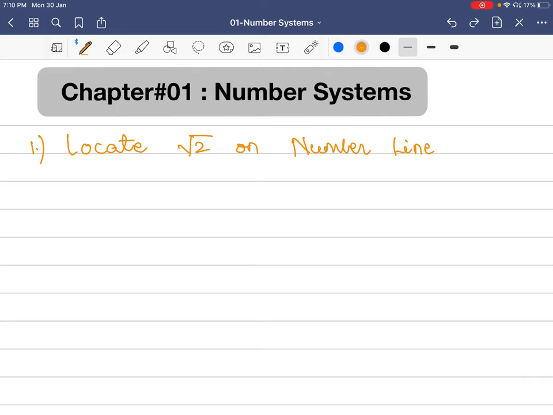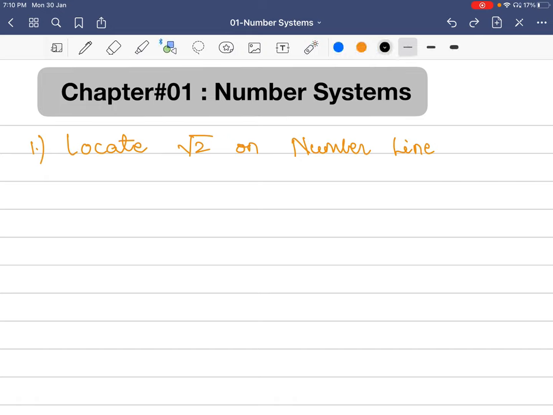So in this video of chapter 1, number systems, we have an interesting task to do, and that is to locate root 2 on the number line. In the previous video we saw that a number line has all the rational numbers and all the irrational numbers, and we know that root 2 is an irrational number. So let us see how we can plot an irrational number on a number line.